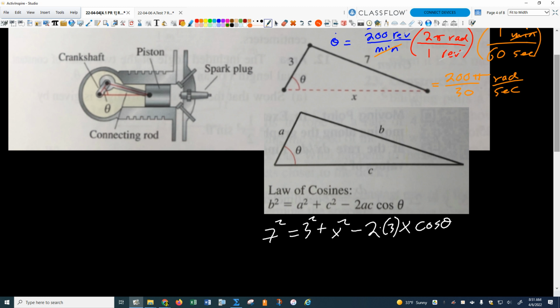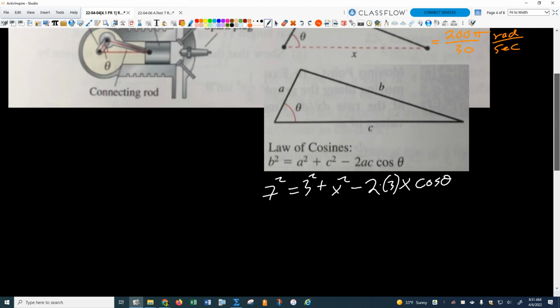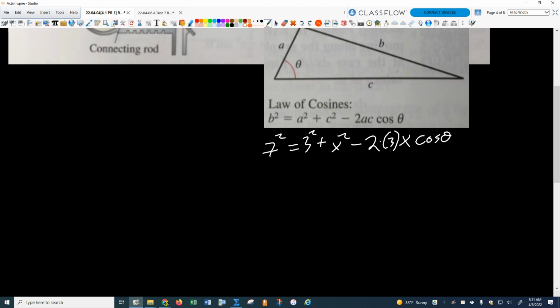Okay. Now what? We got our parent equation. Now what can we do? I guess we can clean that up a little bit, right? Let's go ahead and simplify. So that's 49, that's 9 plus x squared minus 6x cosine theta. Okay, now what?